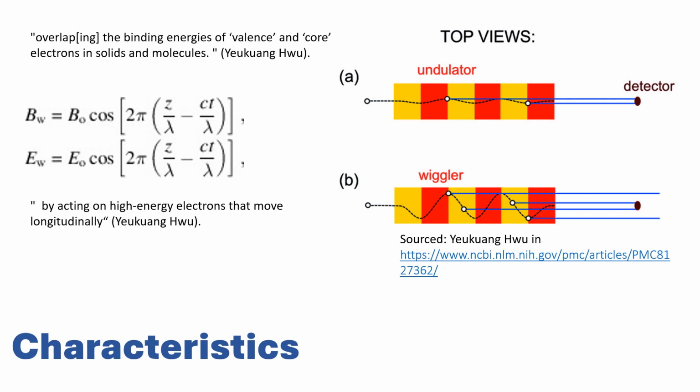So the use of undulators and wigglers before effectively shrink wavelengths with relativity by acting on the high energy electrons that move longitudinally. This further illustrates the importance of undulators and wigglers, as they allow for the radiation to be generated in the first place, or risk uncertainty principle causing large failures.